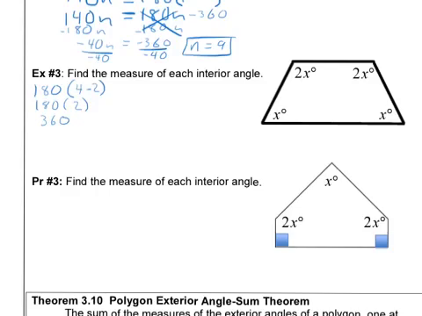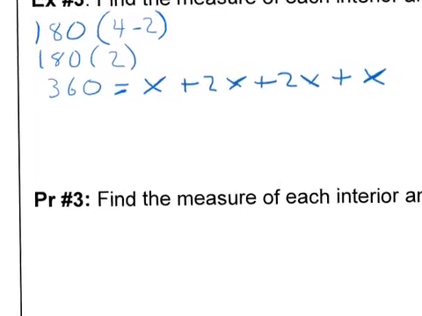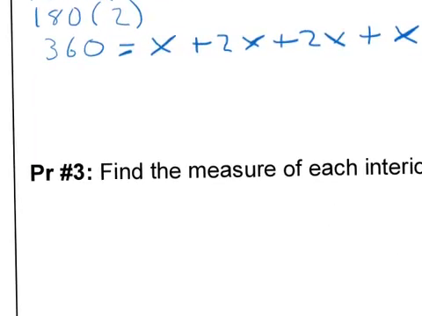Alright, since they all add up to 360, here's what I'm going to do. I'm going to say 360 equals x plus 2x plus 2x plus x. And now I did that because those are all the angles, and I know they all have to add up to 360. So I'm going to simplify this equation and solve. So I get 360 equals, how many x's do I have? Well, I have 1, 2, 3, 4, 5, 6. So 6 x's.